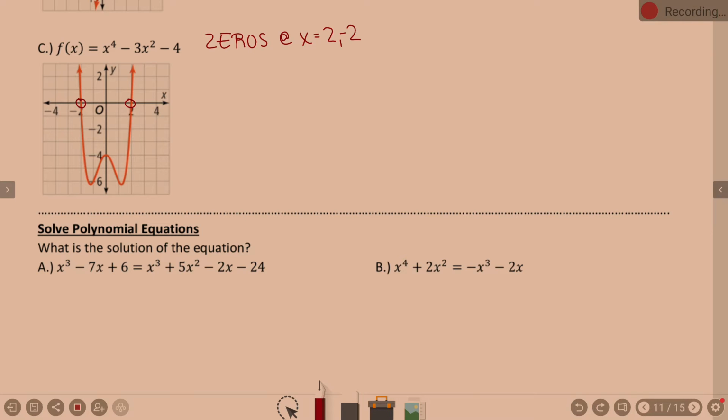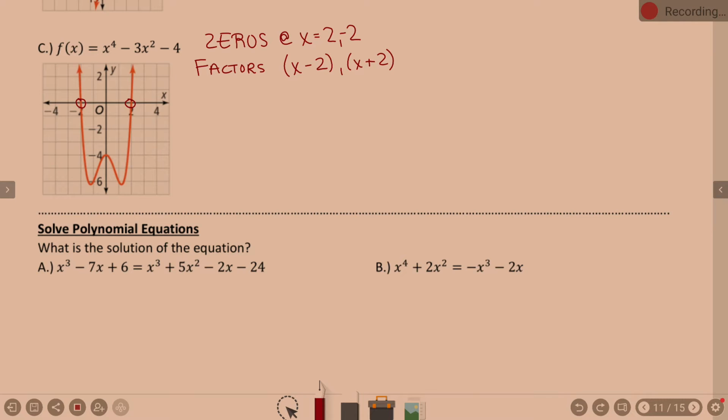Now, if there are zeros at x equals 2 and -2, what factors do those represent? They're x minus 2 and x plus 2, right? So if you're ever asked to write it out in factored form, we know those two factors for sure. Now, with that in mind, it's asking us to find all the real and complex zeros.